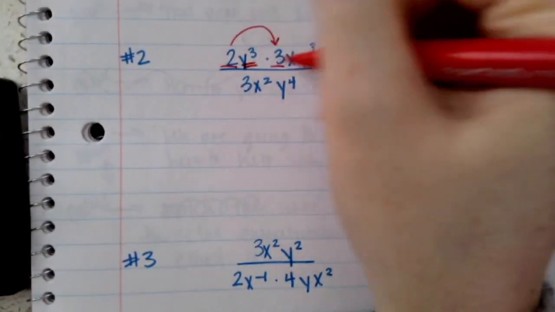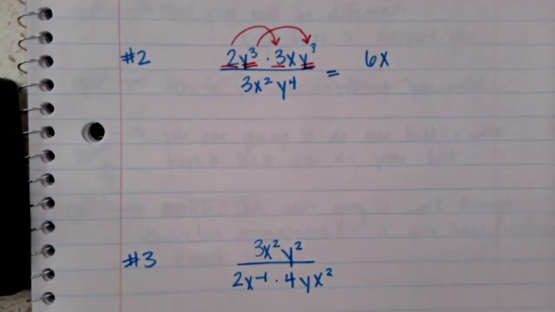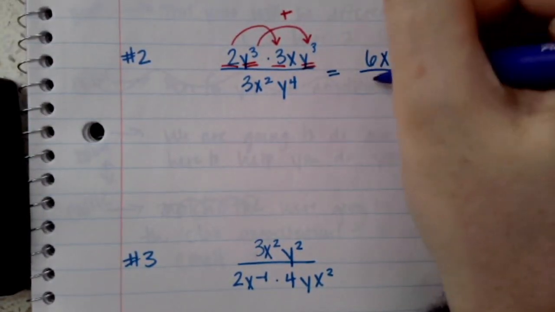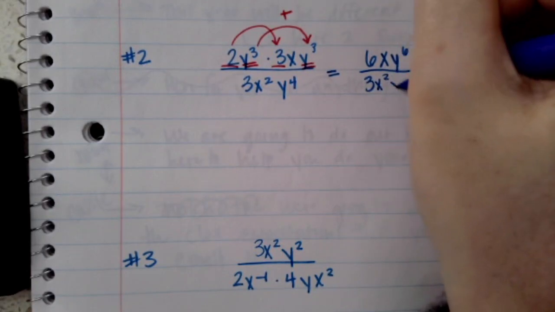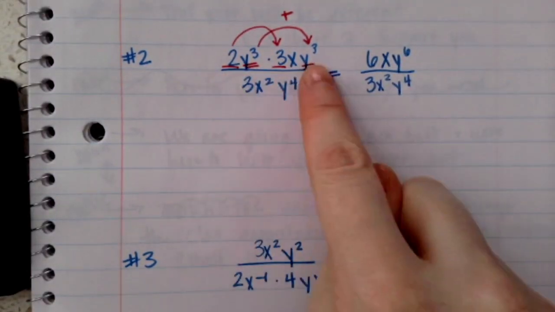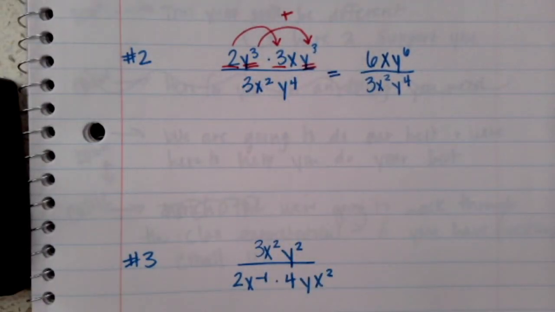But then the y's, I do want to multiply the y's, but that means I add the exponents, so I get y to the 6th. Then the bottom stays the same. So you see, just by doing the product rule at the top, I've taken this and simplified it quite a bit. And so that'll be super helpful for us to finish out the problem.